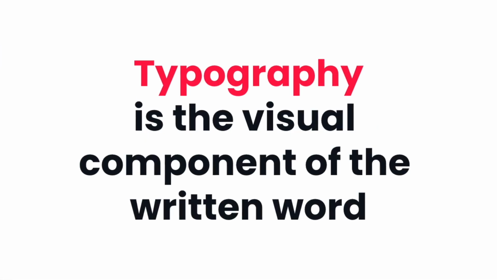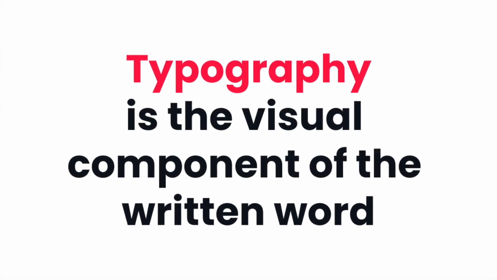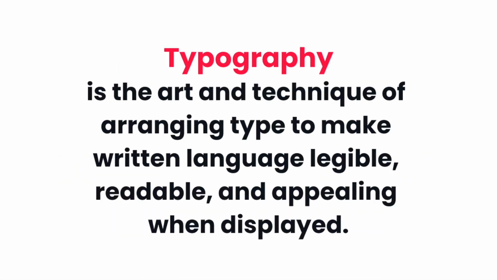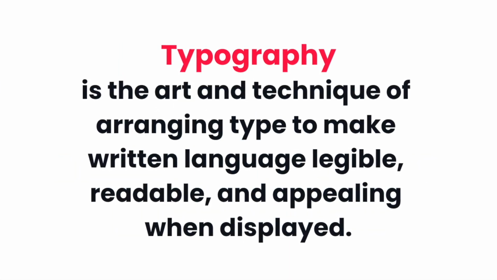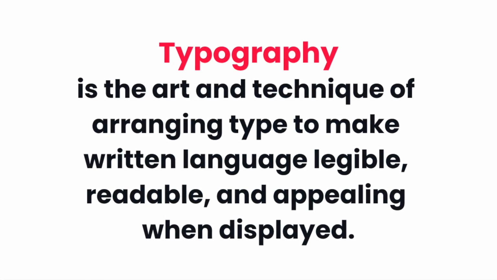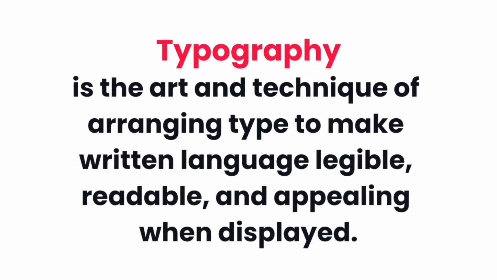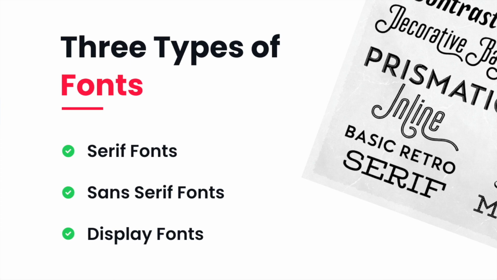Typography. Typography is the visual component of the written word. Typography is the art and technique of arranging type to make written language legible, readable, and appealing when displayed. There are mainly three types of fonts: serif fonts, sans serif fonts, and display fonts.